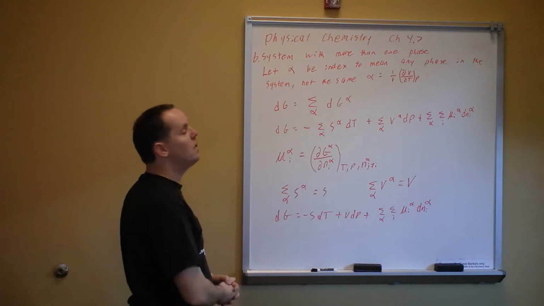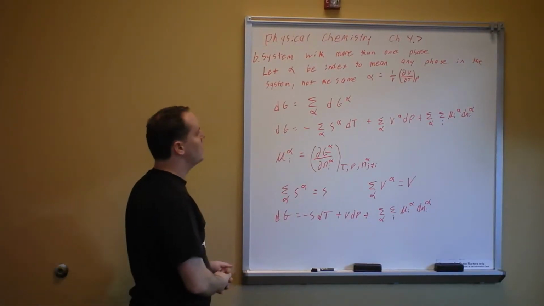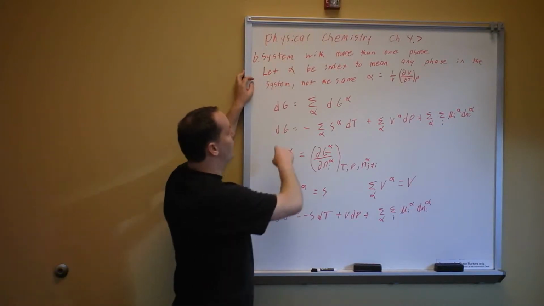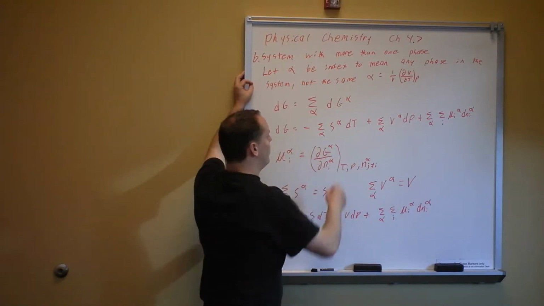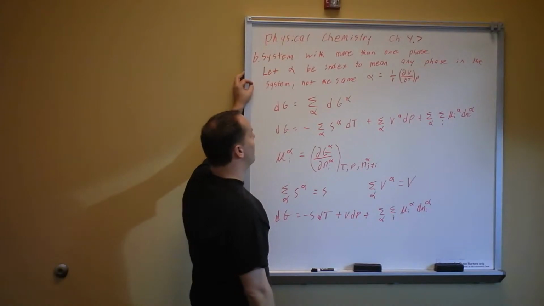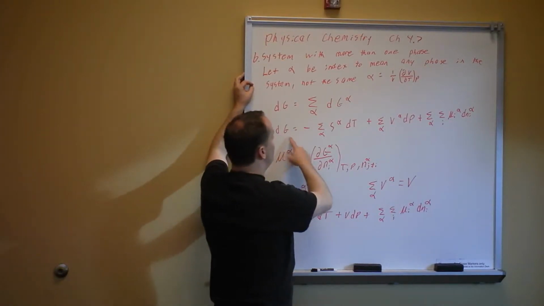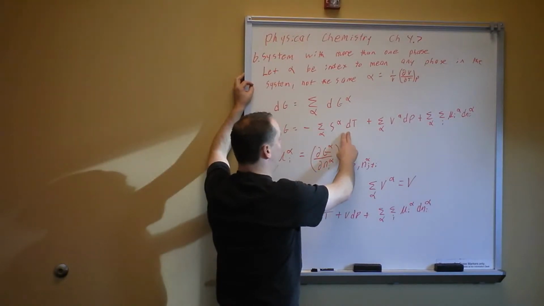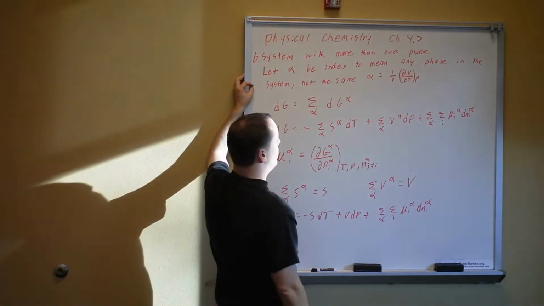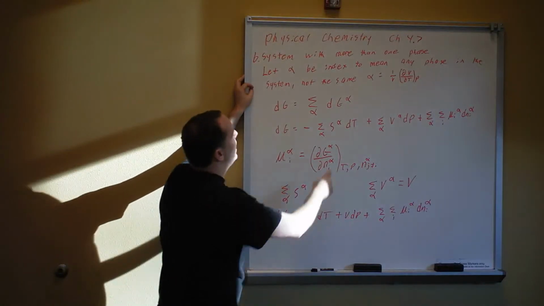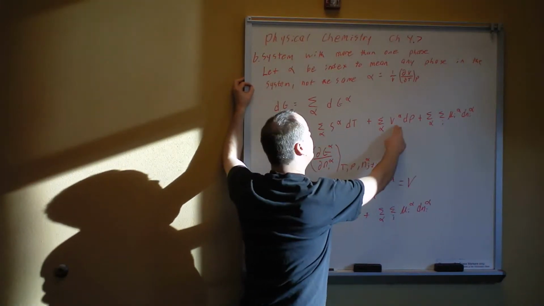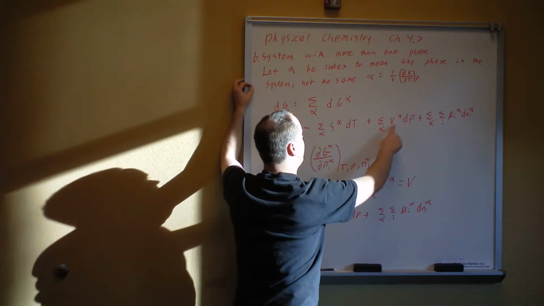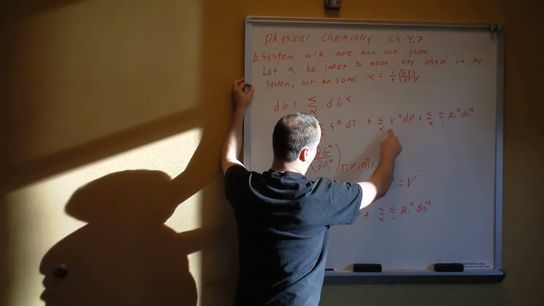That's because G is a state function. So remember what we had before: dG is equal to minus SdT plus VdP. But now we're going to do it for each phase. So dG is going to be minus SdT for phase 1, SdT for phase 2, SdT for phase 3, etc. Likewise, we're going to add up all the VdPs for all the different phases. So we're going to have VdP for phase 1, VdP for phase 2.